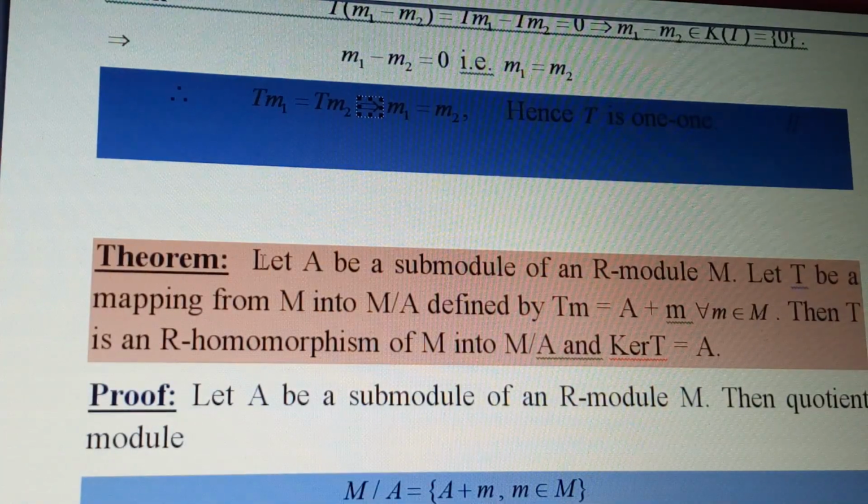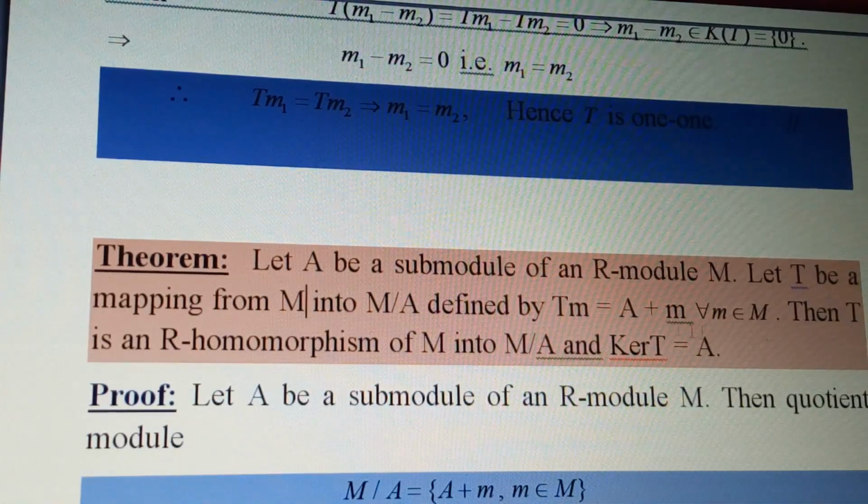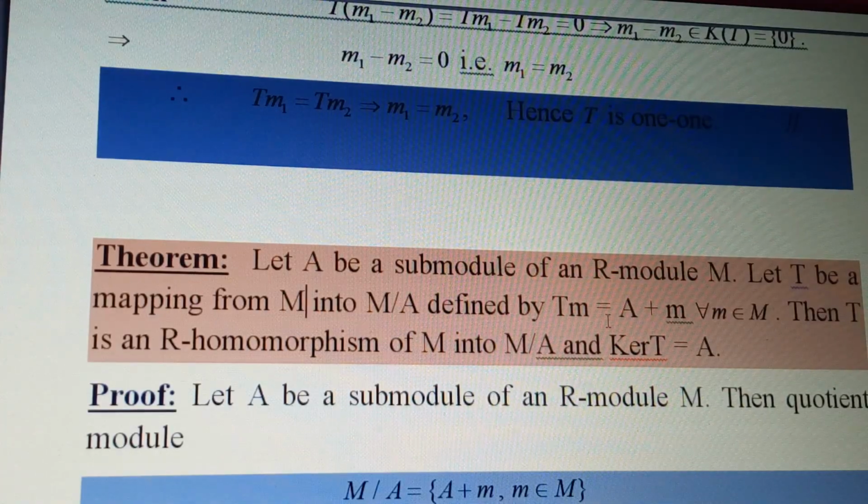Next theorem: let A be a submodule of an R-module M and T be a mapping from M to M/A, the canonical mapping, defined by the relation T(m) = A + m for all m that are elements of M. Then T is an R-homomorphism from M to M/A and kernel T is equal to A.